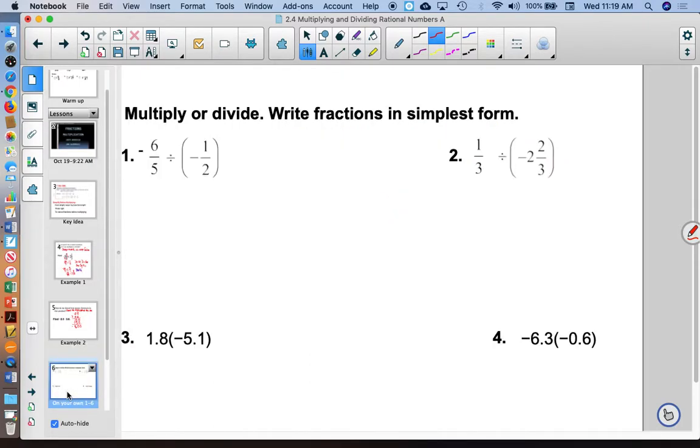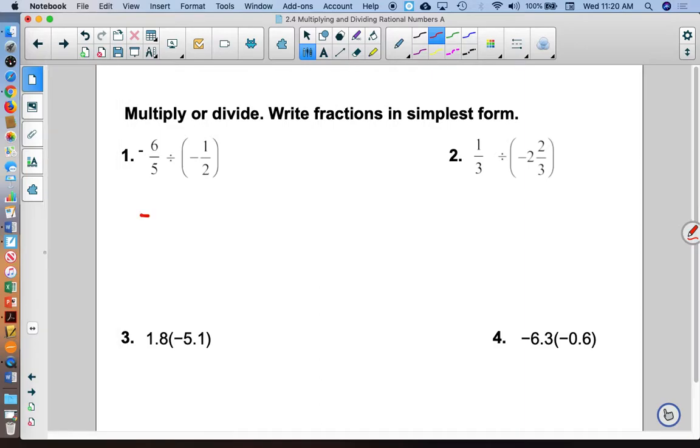Let's find out. Tell me what to do with it. I've got negative 6/5 divided by negative 1/2. Somebody talk me through this. Tell me what to do. Zach. Negative 6/5 times 2 over 1. And that 2 over 1 is also a negative. Do you agree? So negative times negative, I know I have to have a positive answer.